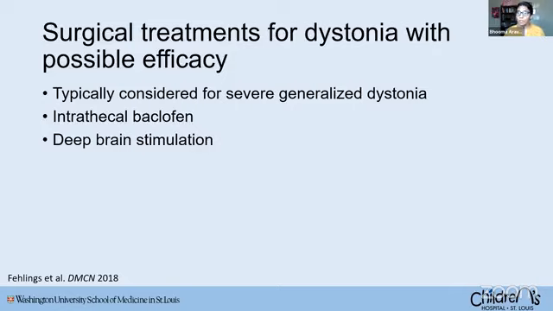But for functionally limiting dystonia, it's worth considering if the pharmacologic treatments you're using are not effective, and this dystonia is truly functionally limiting for this person. We have historically only thought about this for severe generalized dystonia, but I would encourage you to offer it to your families if their dystonia is otherwise functionally limiting. And the options I'm talking about are ITB, intrathecal baclofen, and deep brain stimulation.